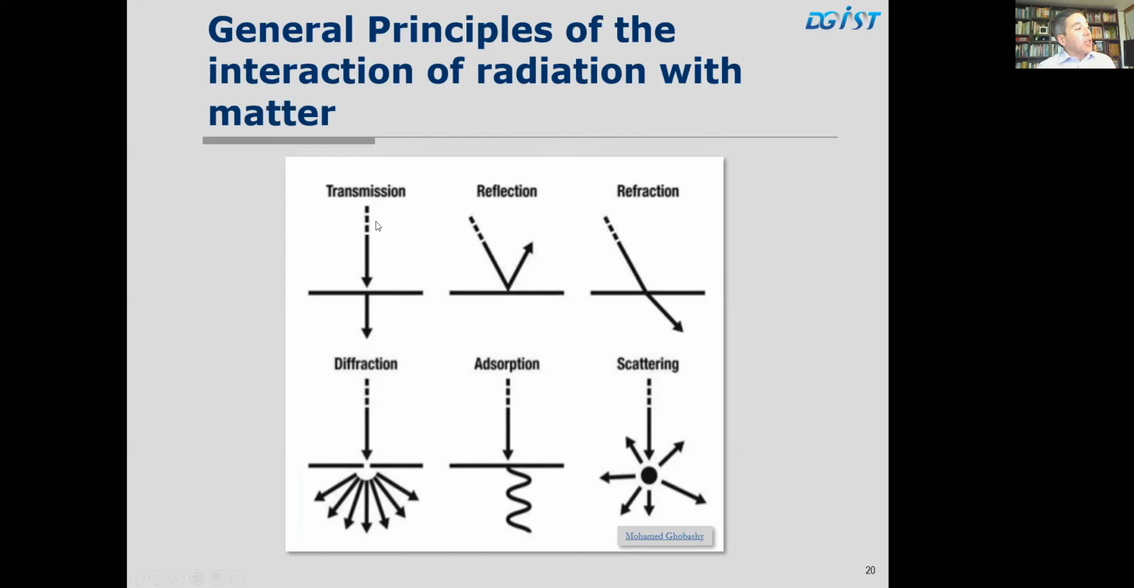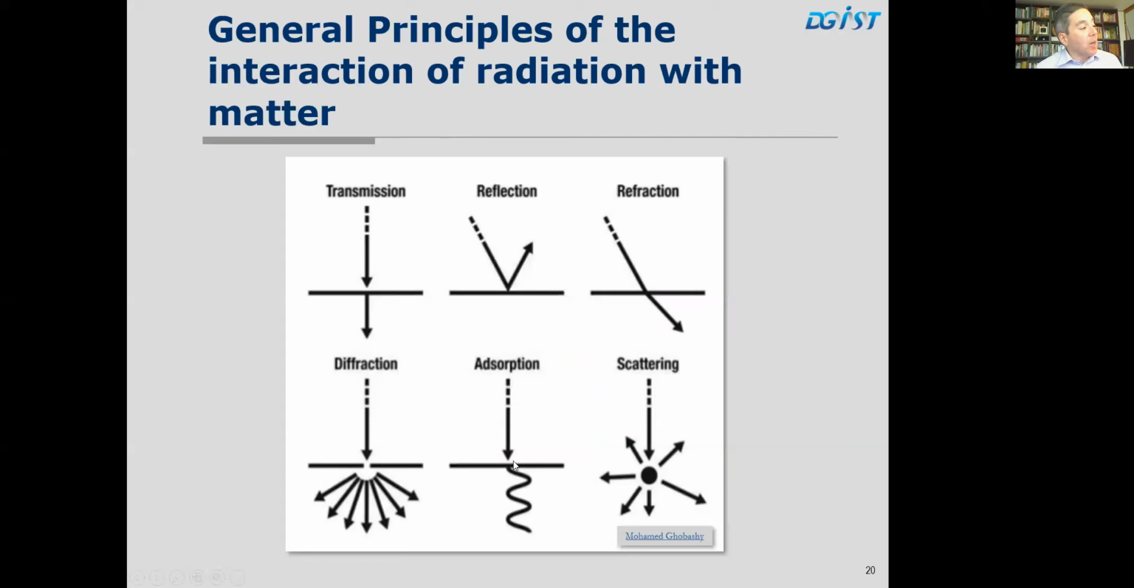So transmission is the process by which the electromagnetic energy goes through an object. Reflection is the process by which the electromagnetic wave is reflected from the object, as you can see here. Refraction is the process by which the direction of the electromagnetic radiation is altered when going through the object. Diffraction is the process by which the electromagnetic energies are spread out when they go through the object.